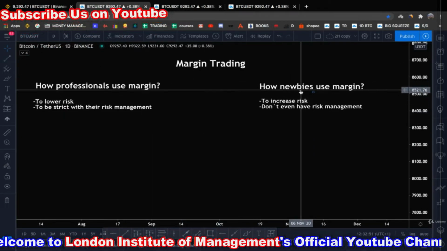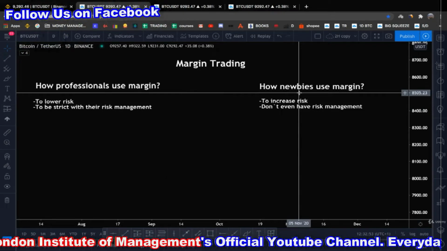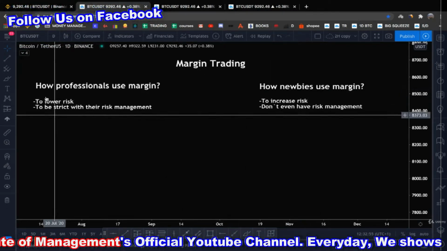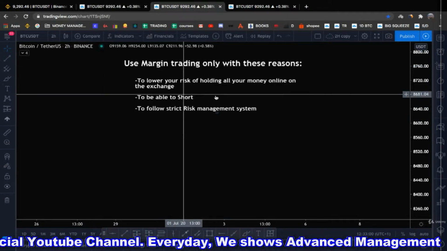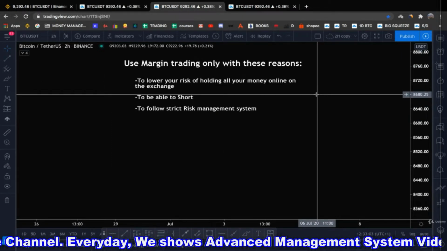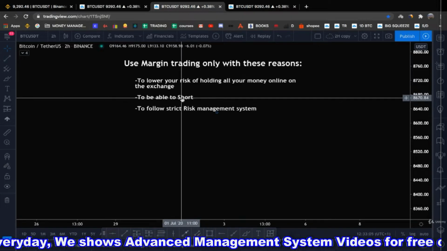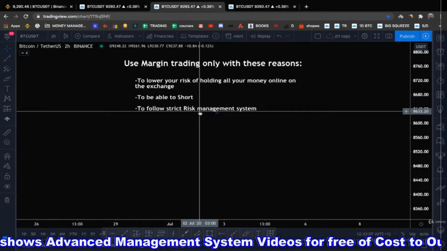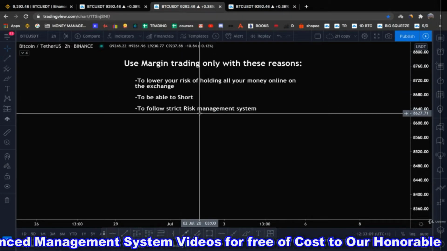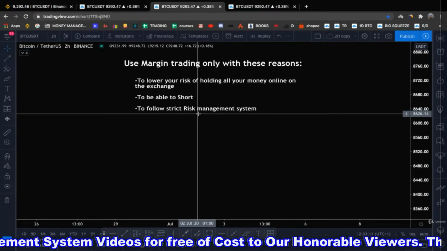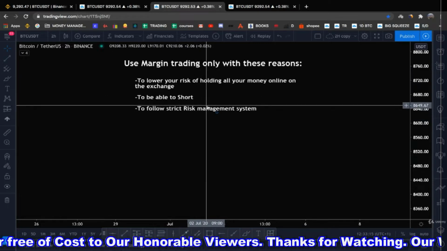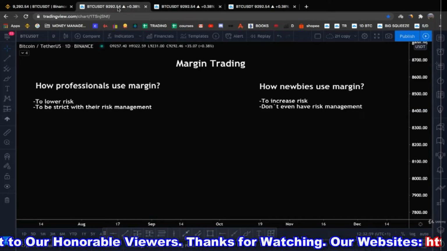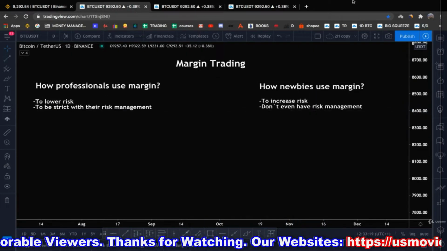99% of the people are using margin in a wrong way. You don't want to be one of these, you want to use the margin as the professionals do. These are the three reasons that you can use margin for: to lower your risk, to be able to short, and to have a strict risk management system when you have to enter a bigger trade with a position size bigger than your account. These are the reasons that you want to use margin trading. So this is it for this video.